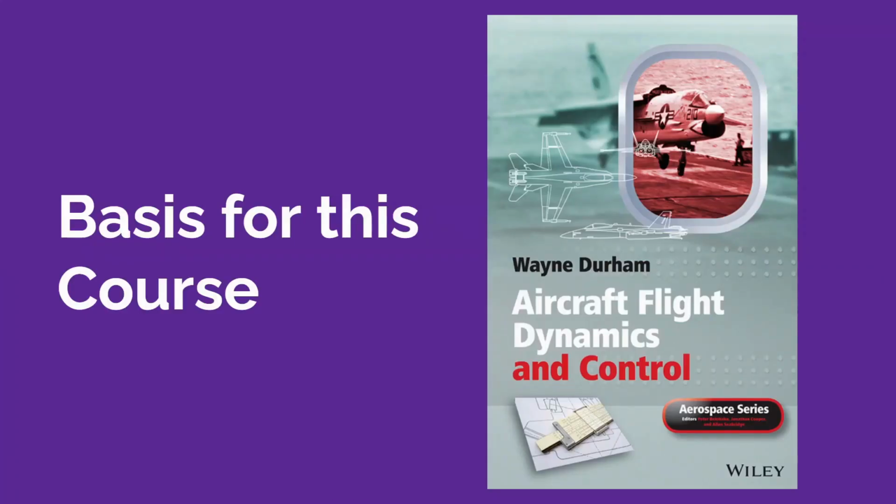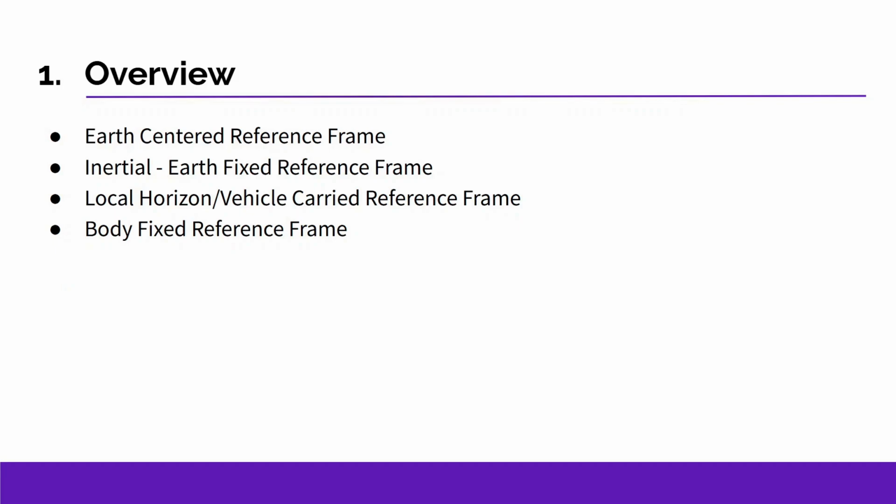So today's class is going to be based on Aircraft Flight Dynamics and Control by Wayne Durham. The reason why I picked this book is because it encompasses the most amount of reference frames and is therefore the most applicable and the most generic. So we're going to be covering the first part today, and that is the Earth-centered reference frame, the inertial frame, the local horizon frame, and the body fixed frame.